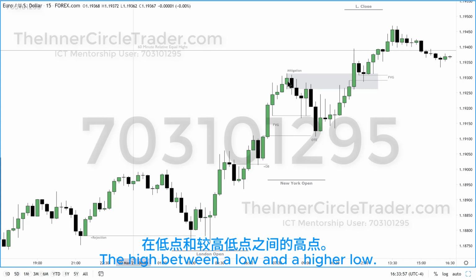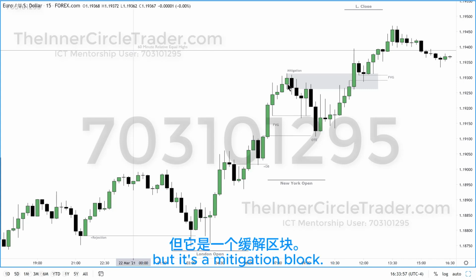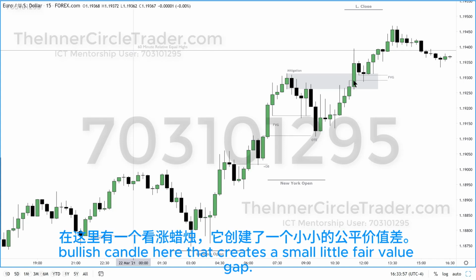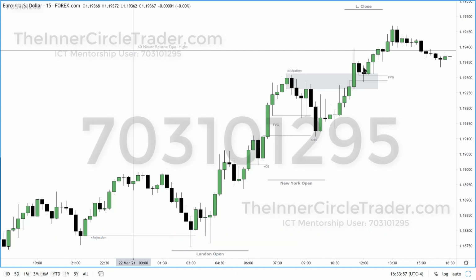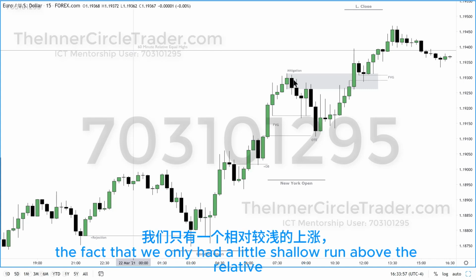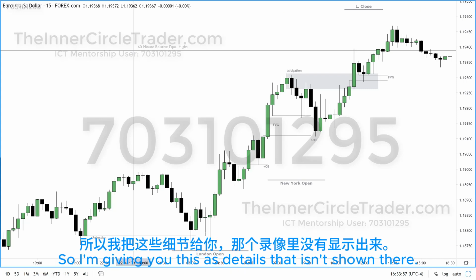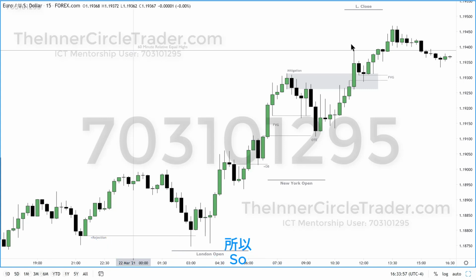Mitigation, the high between a low and a higher low. If this low would have went below this one, this would have been a breaker, but it's a mitigation block, extending it in time. We have a bullish candle here that creates a small little fair value gap. Trade down to that, and this is what I was keying off of on that 1-minute chart. So the mitigation block, the fact that we only had a little shallow run above the relative equal highs. I'm not showing this in that recording on Telegram, by the way. So I'm giving you this as details that aren't shown there.